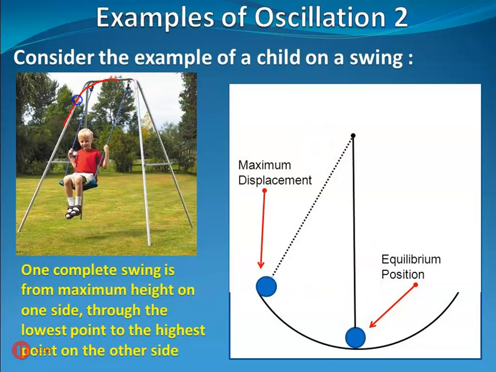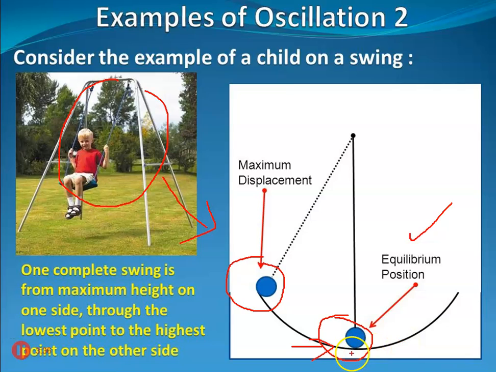Let us compare the same swing with a simple pendulum. This point is called the equilibrium position, and this point is termed the maximum displacement. Suppose I apply some force to the pendulum along this direction. What happens when I apply the force? The velocity increases, and the acceleration also increases. At the point of applying the force, the acceleration is there. Later, the acceleration keeps on decreasing with respect to the displacement. When the displacement increases, the acceleration decreases up to this point.